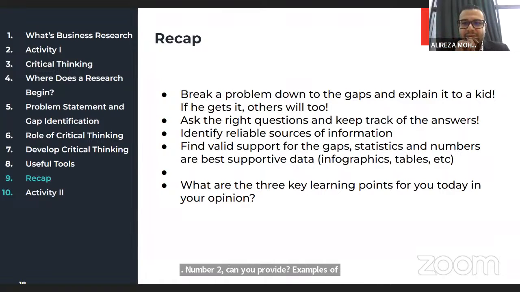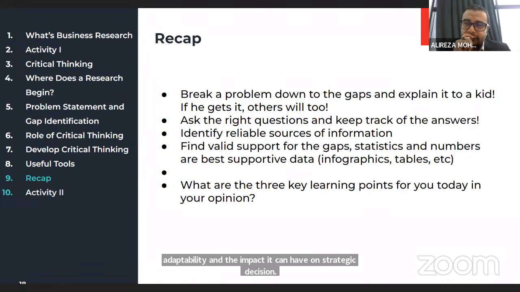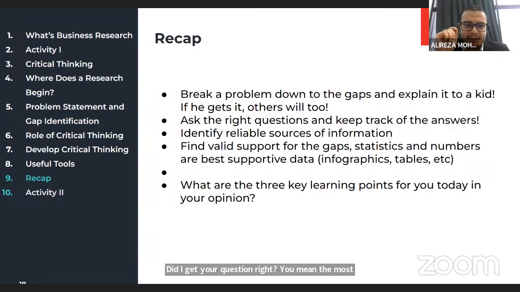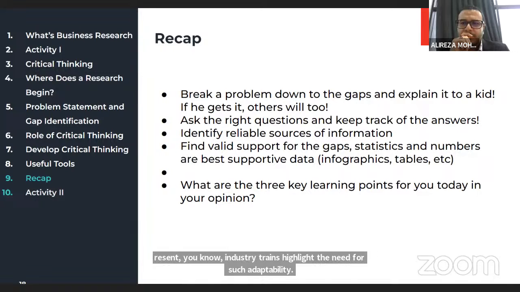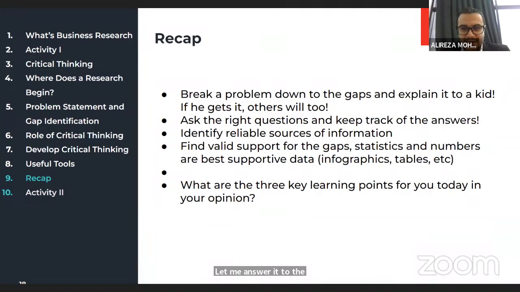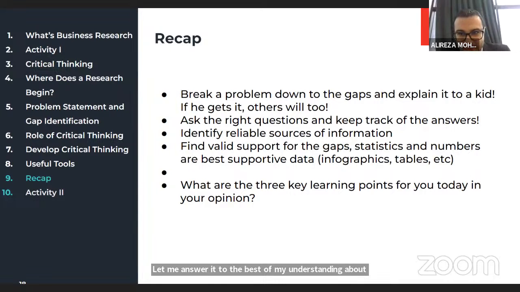Number two, can you provide examples of recent research on industry trends and highlight the need for such adaptability and the impact it can have on strategic decision making? Well, did I get your question right? You mean the most recent hot topics in business research? Is that your question? Research on recent industry trends highlights the need for such adaptability. Let me answer it to the best of my understanding of your question, Kyla.